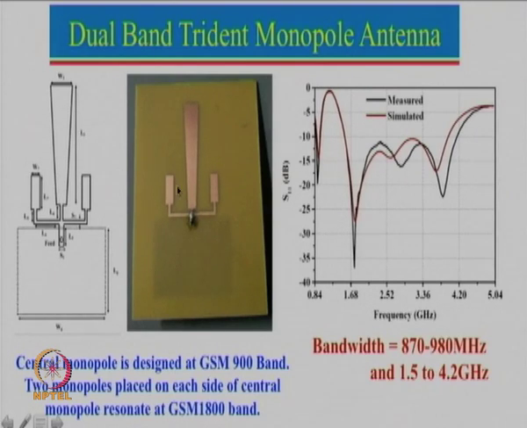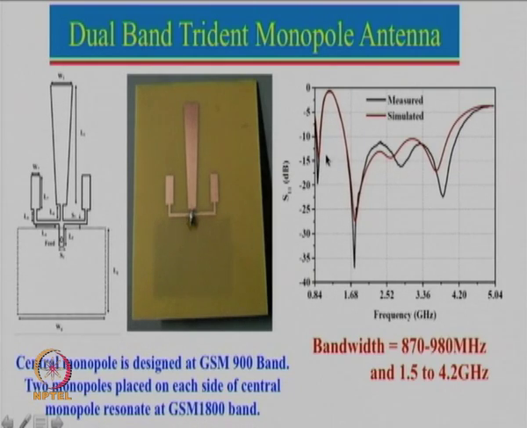So the trick here is that you design the central point at the GSM 900 band, and you put the symmetrical antennas which are required at the higher band. Now I have taken 900 and 1800, but it can be any other frequency range. The focus should be that this is at the lower frequency and these are at the higher frequency. So the approximate dimension, this length is approximately lambda by 4 and this length is approximately lambda by 4 at the higher band.